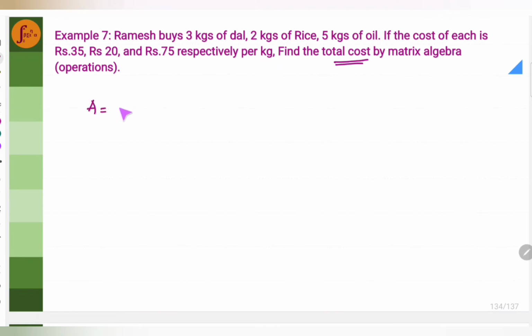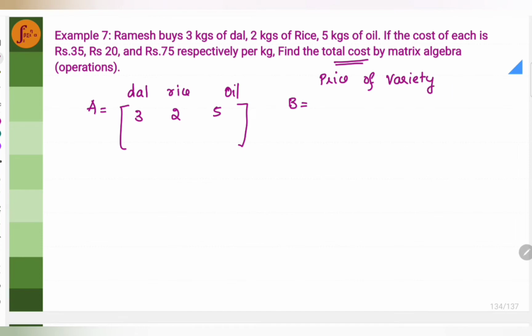So let's take matrix A. Let's put the kinds of products here. We have dal, rice, and oil. Let's put dal, rice, and oil in one matrix, and the quantity is 3 kgs of dal, 2 kgs of rice, and 5 kgs of oil. So matrix A is done. Let's take the next matrix, which is nothing but the price of each variety. Dal, rice, and oil are in column form here, so now we'll put the same thing in row form. We'll put dal here, rice here, and oil here, and let's put the cost. Cost of dal is 35, cost of rice is 20, and cost of oil is 75. So we have 2 matrices.